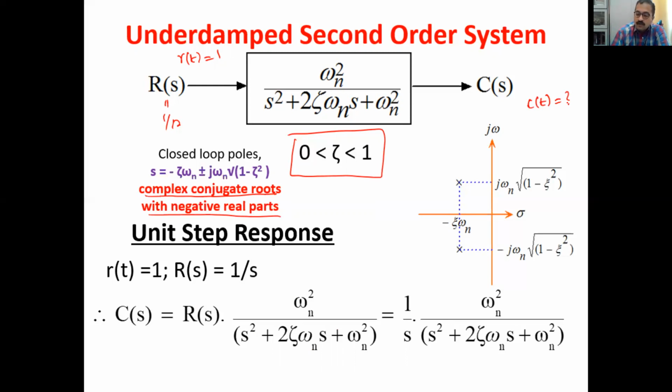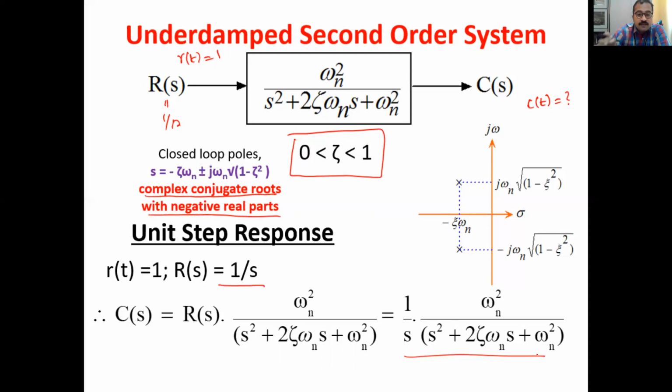Okay, so what will be C of s? It is obvious. This transfer function, omega n square by s square plus 2 zeta omega n s plus omega n square, into R of s, which is 1 by s. So that is what is written here. C of s equals R of s into this transfer function. But what is R of s? It is 1 by s.